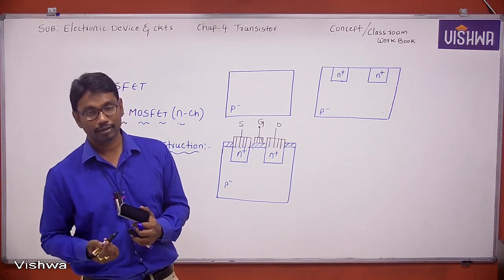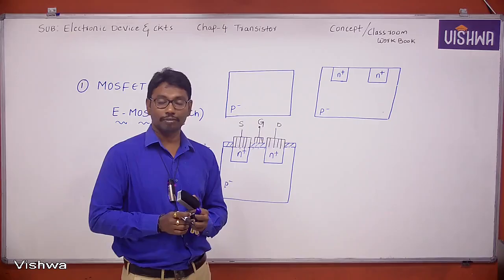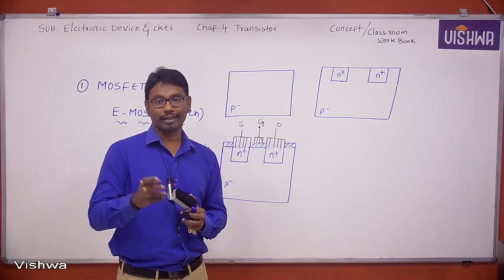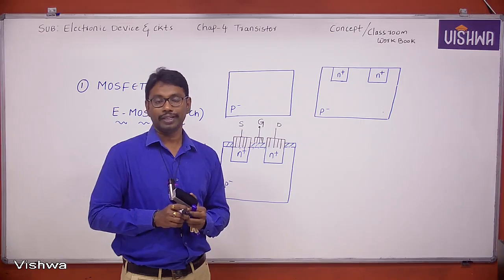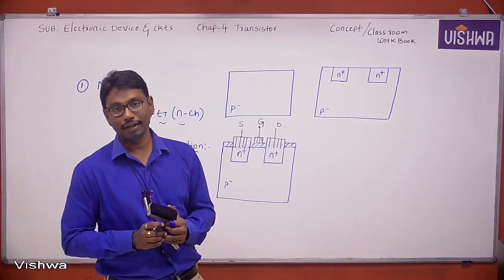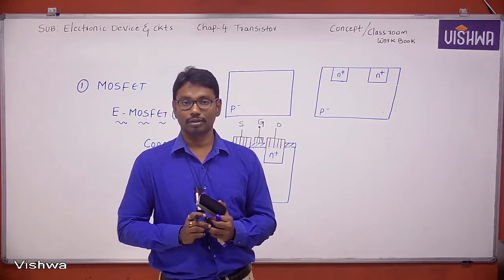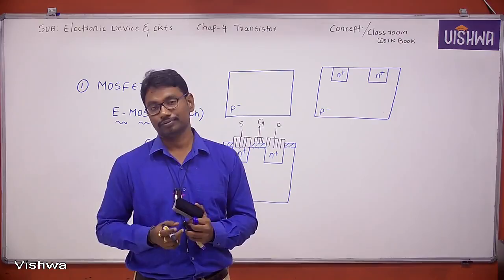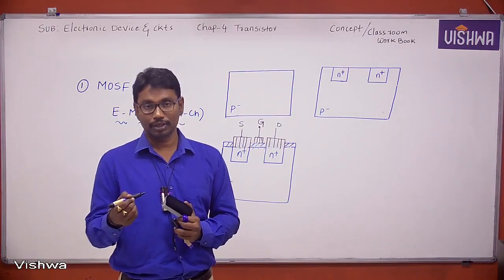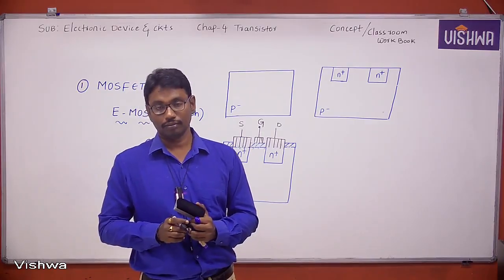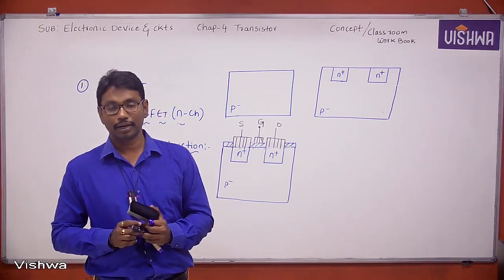Next point. Contact cuts are made on the source and drain by using photolithography and etching process. Next point: a metal is deposited into the contact cuts by using the metallization process.